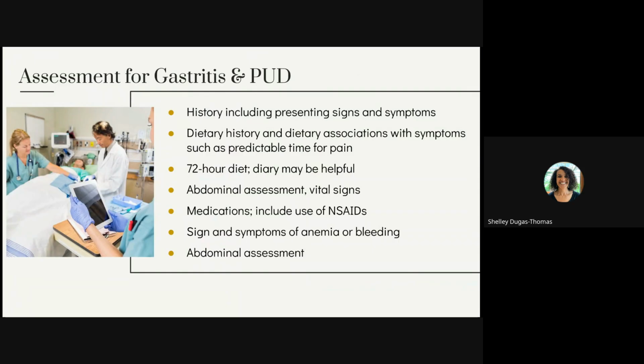So, comprehensive assessment combining detailed history, especially diet symptom relationships, medication review with focus on GI irritants, especially NSAIDs, and physical examination to detect complications. The emphasis should be on abdominal assessment and a 72-hour diet diary that will suggest the pattern recognition, and that is crucial for diagnosis and management.